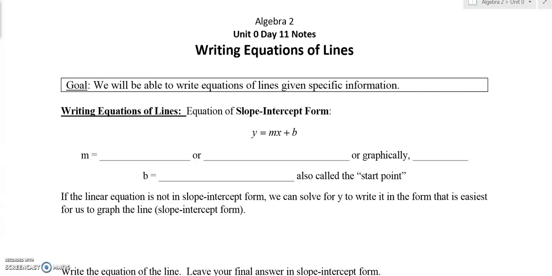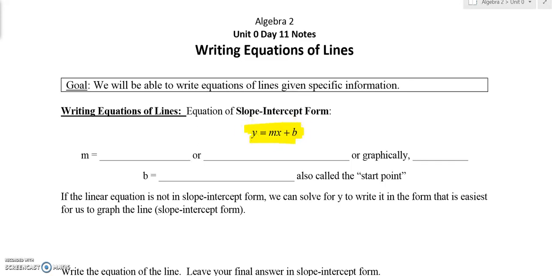Welcome. We are on day 11 notes of Algebra 2. Here we go, writing equations of lines. Our main equation again that we're going off of is slope-intercept form. There it is, y equals mx plus b.